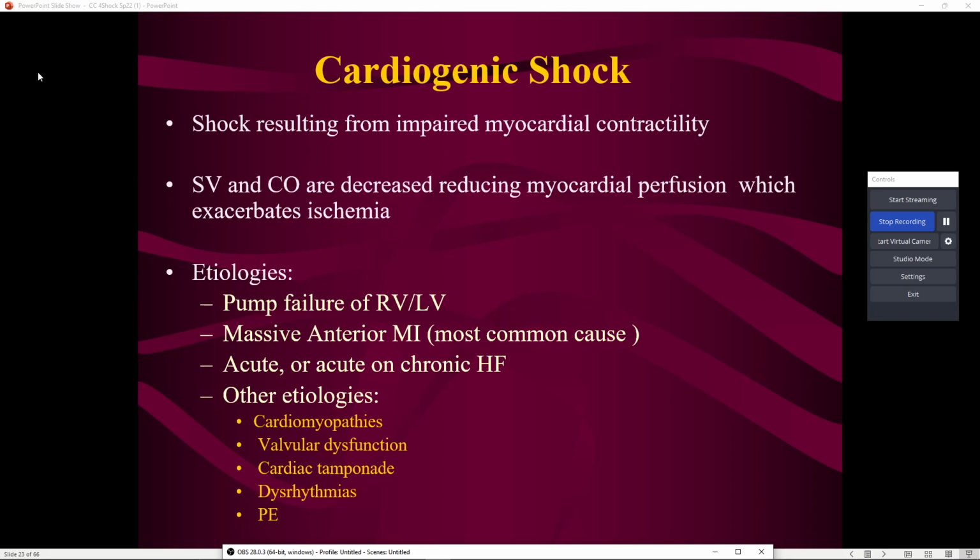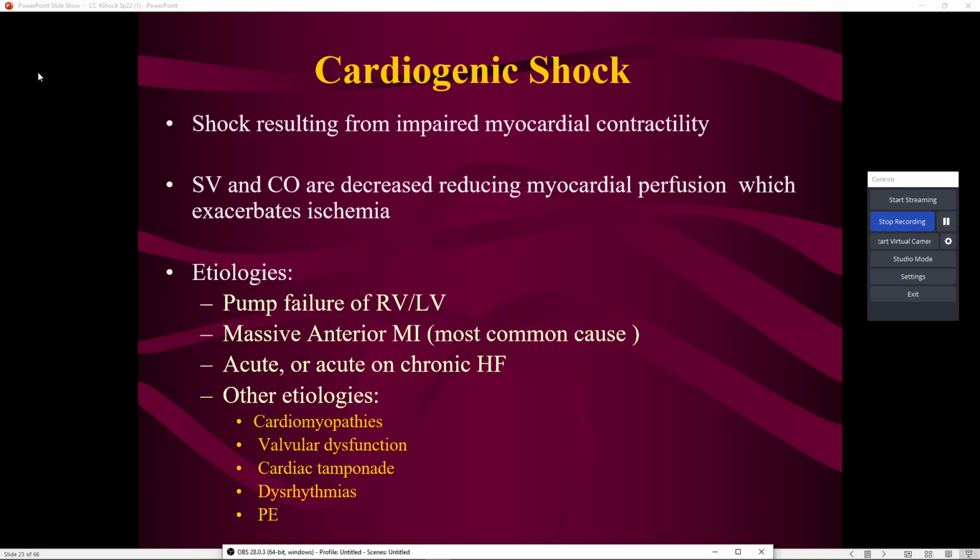Okay. Causes, just as I said, right and left ventricular failure, or left and right heart failure, massive anterior MI, and I will put an asterisk next to that because anterior MIs are the most common, acute or acute on chronic heart failure, and then we have other ones.